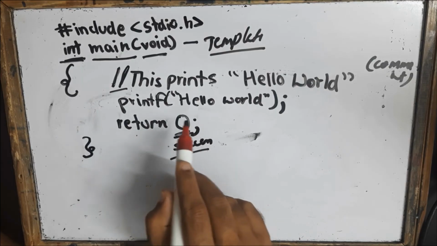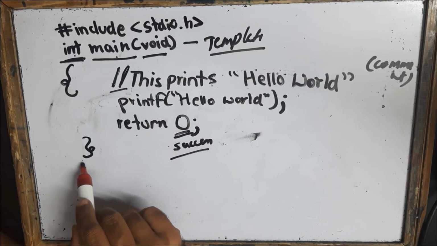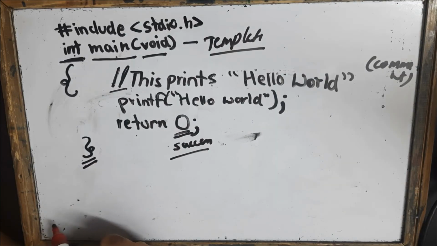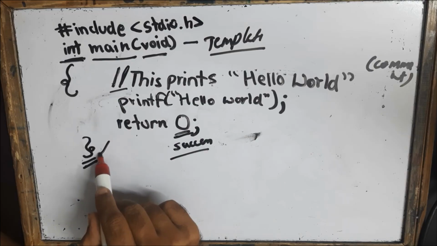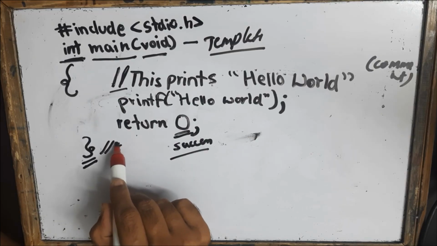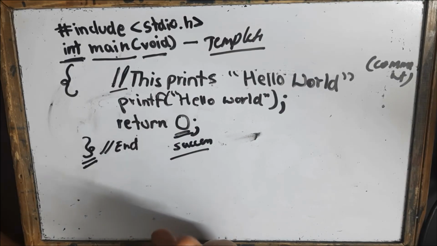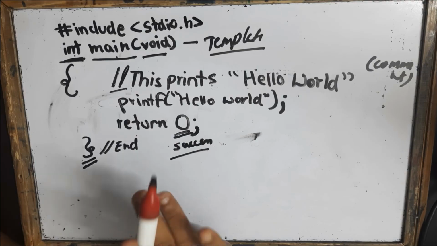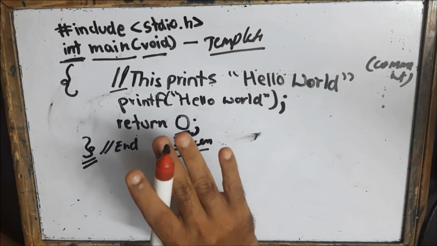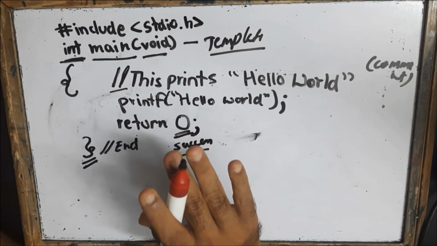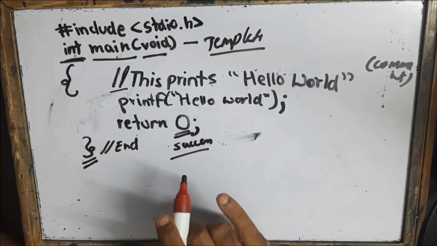So this is the end of the program, and we end with the curly bracket here. This is the basic program structure where we need all of these basic mandatory statements in the program. Thank you.